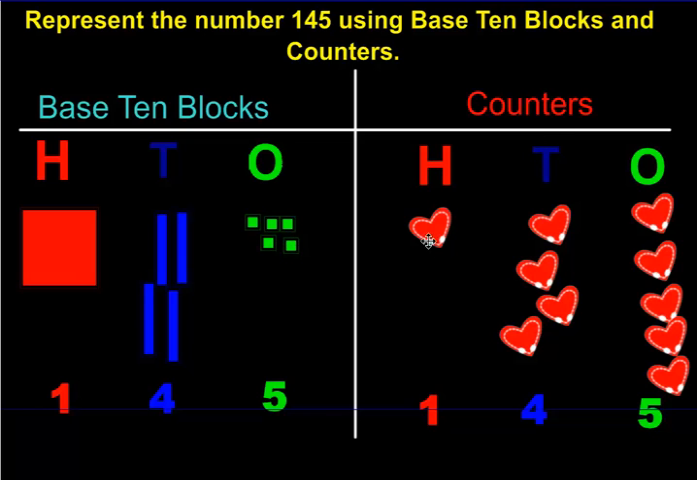But with counters, they all look the same. The only thing that's indicated here is how many of each we have. So we have 1 of the hundreds, we have 4 of the 10s, and we have 5 of the ones.